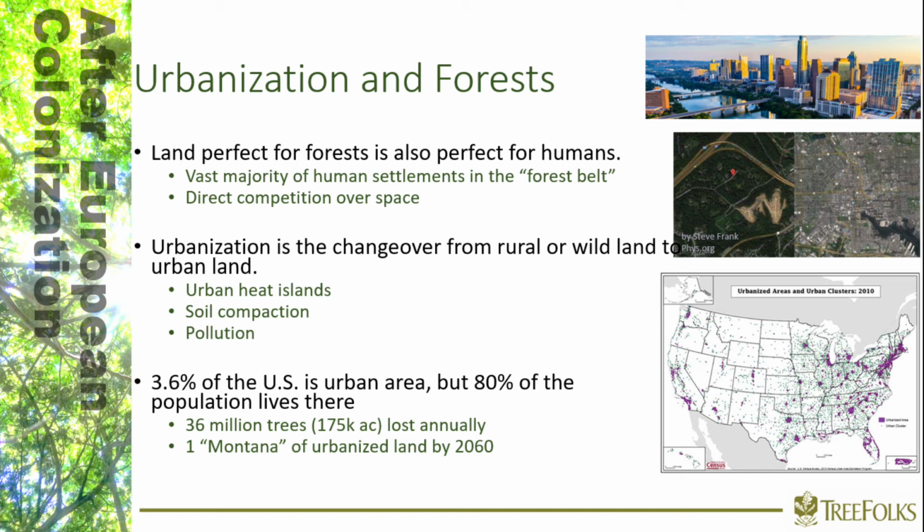Urbanization also has a host of other issues that affect trees. Some of those include urban heat island effects, which have become much larger problems in recent years. Soil compaction is also an issue that heavily affects trees. Trees cannot grow roots effectively in compacted soil and often suffer from it. And finally, pollution has significant effects on trees.